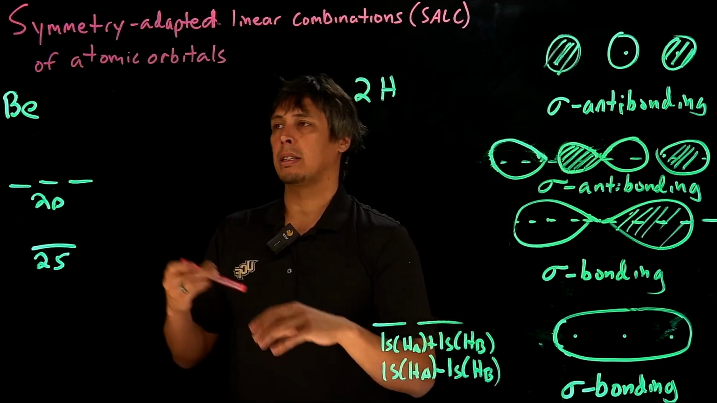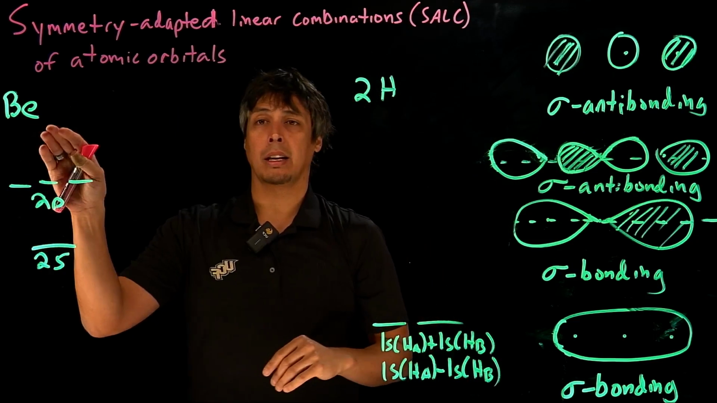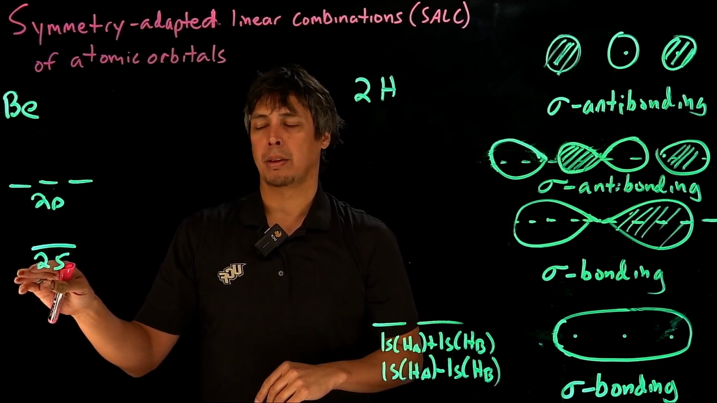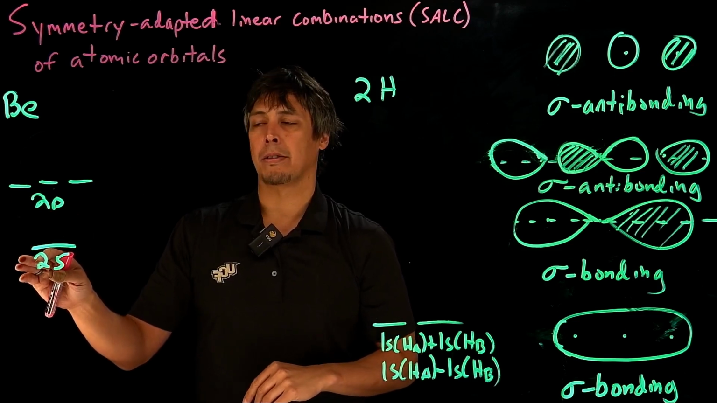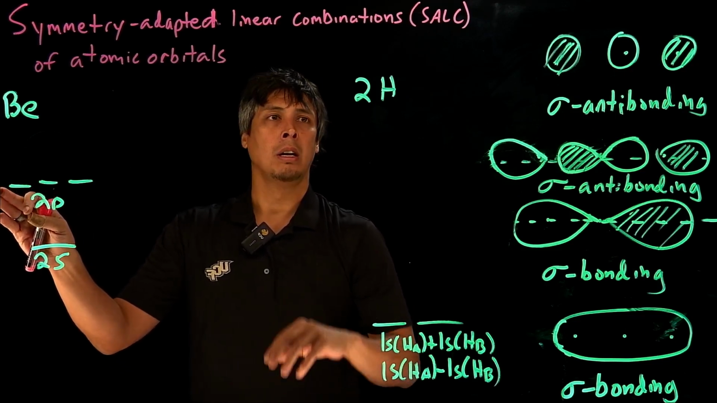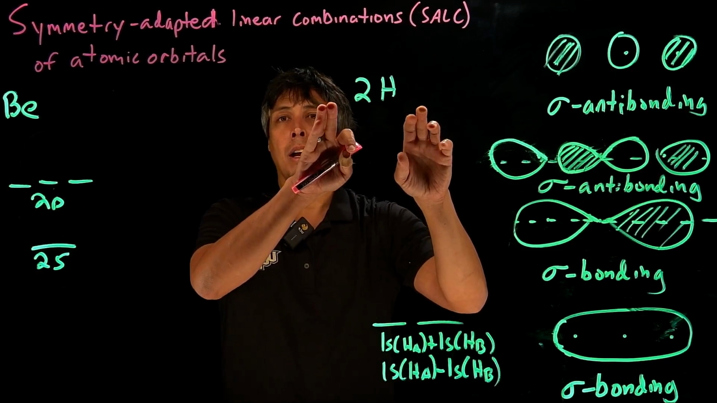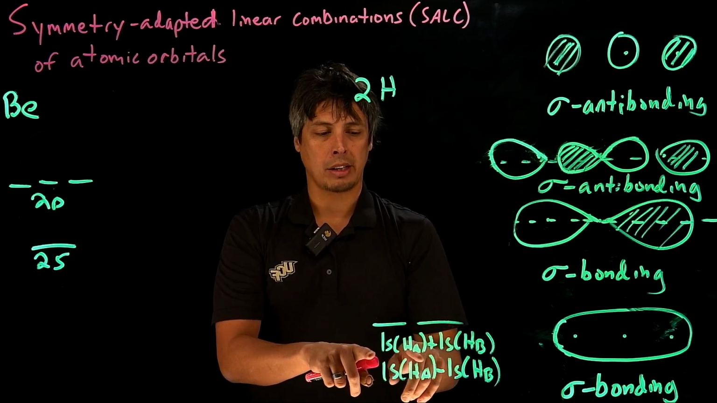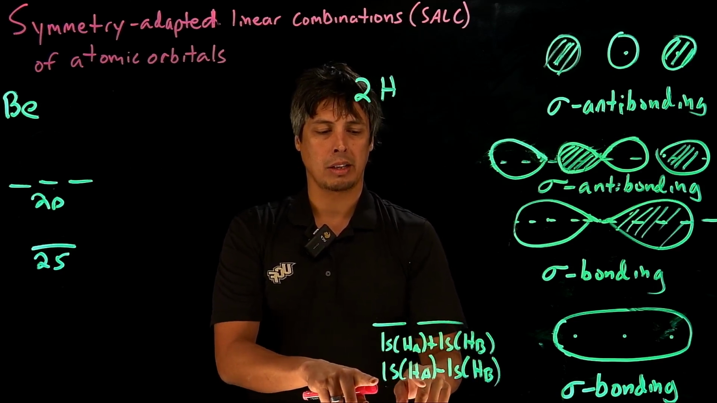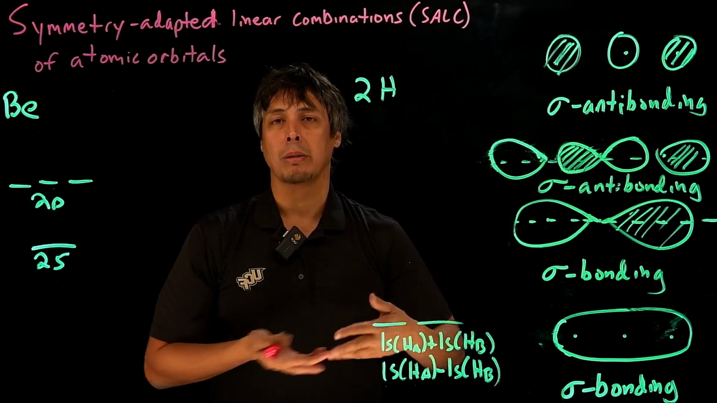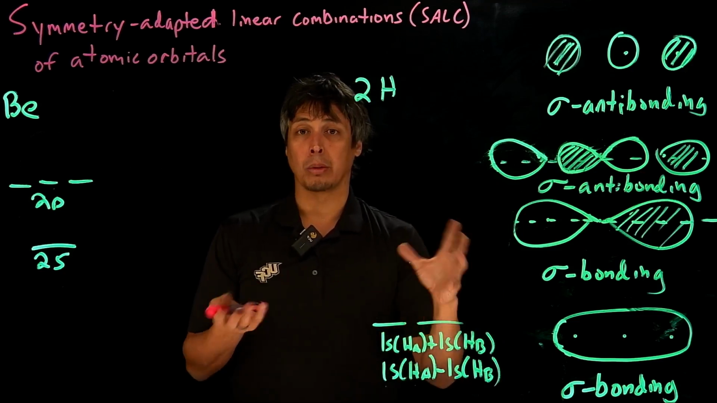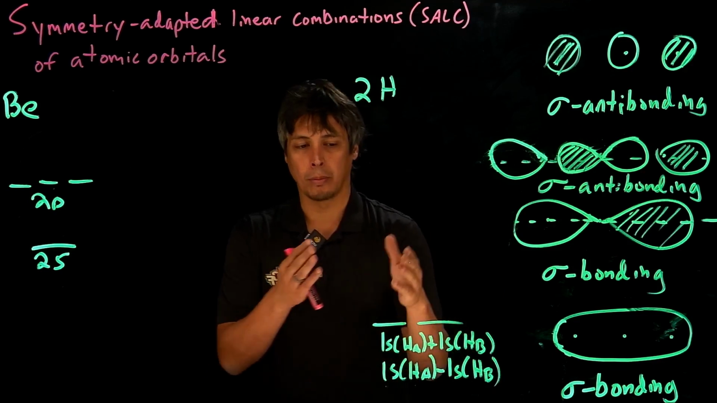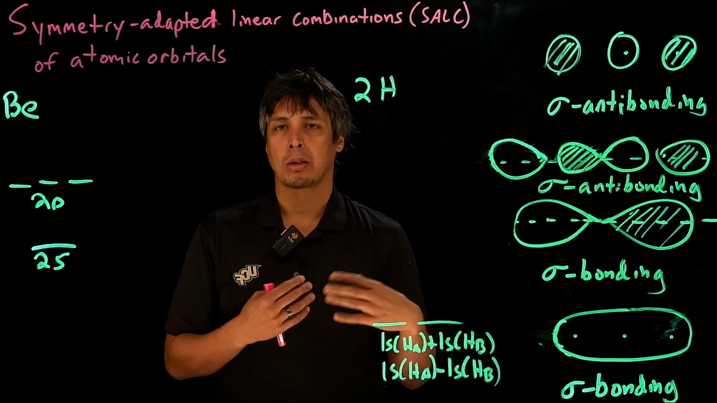And so what we're saying is that on one end we have the central atom, in that case beryllium, and then we have the energies of the orbitals that are our basis set for beryllium over here. We have the 2s and the 2p. And then on the other side we have the SALCs that we generated: the 1s HA plus 1s HB, and HA minus 1s HB. Those atomic orbitals are not interacting with each other, and so we consider those SALCs degenerate.